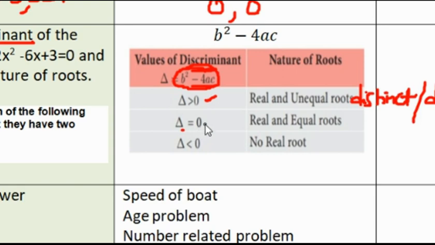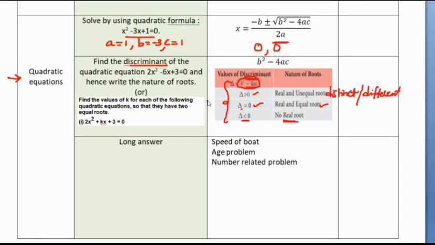If delta or discriminant is exactly equal to 0, the roots are real and equal. If it is negative, less than 0, there are no real roots. These three conditions are very important. You can expect one question for 1 mark or objective type. Choose the correct answer. So the expected question from quadratic equation is finding k if roots are equal. If roots are equal, then b square minus 4ac is equal to 0.